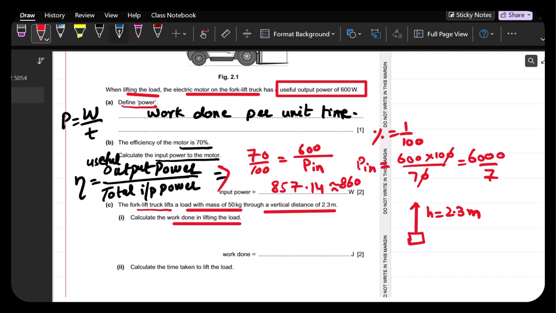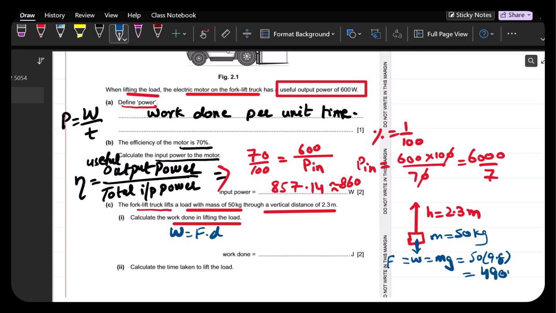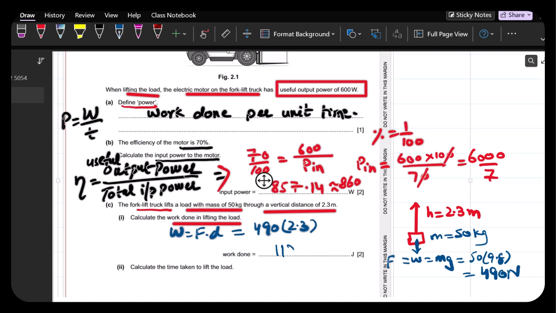Its mass is given, that is 50 kg, and weight W is equal to mg. Weight is going to be the force here, because work done is equal to F multiplied by D. So mass times 9.8, so 50 times 9.8 becomes 490 Newton. So we have to substitute the values here: 490 multiplied by 2.3 gives 1127 joules.